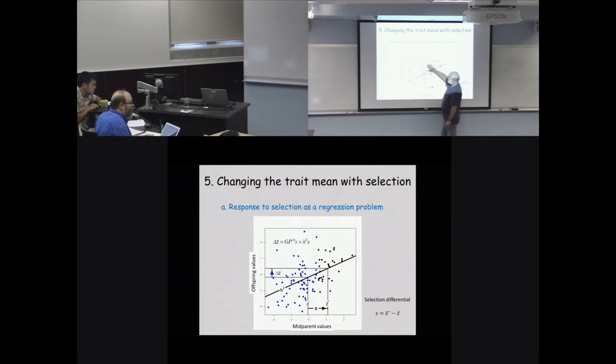All right, and here's Jay Lush's breeder's equation. Delta z bar, which Joe called, and Lush called, the response, big R, and what Falconer and Mackay called R, we're going to call delta z bar, the change in means. And that's equal to the heritability times the selection differential, or h squared times the selection differential. Now this is going to turn out to be the general form that we can carry into the multivariate case. But for right now, we're going to just think about this as h squared.